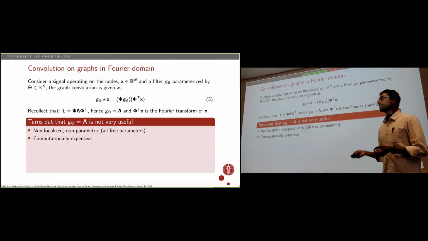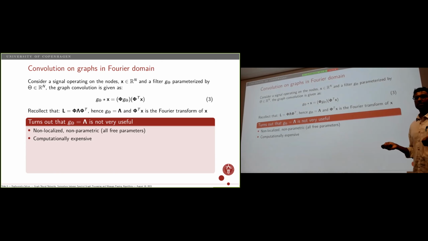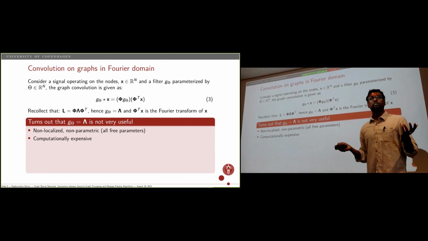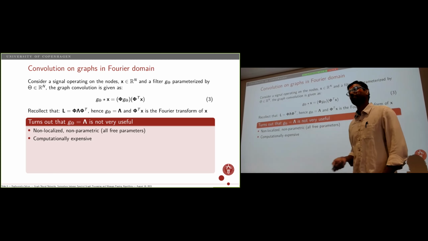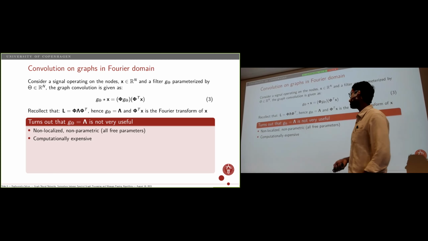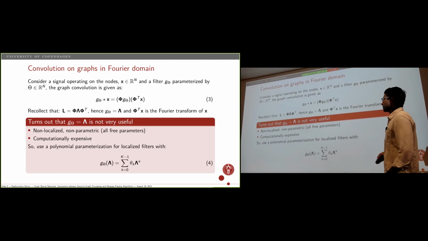It's not that interesting. And it is also computationally expensive because this lambda here is obtained by the Laplacian eigendecomposition. And if you end up with large graphs, then this is computationally expensive. So we don't want to be doing this. So what do we do?